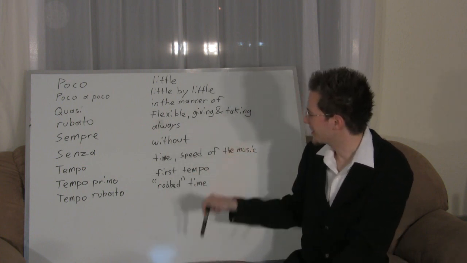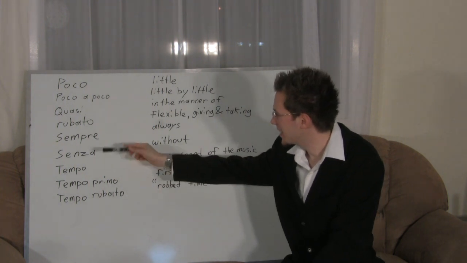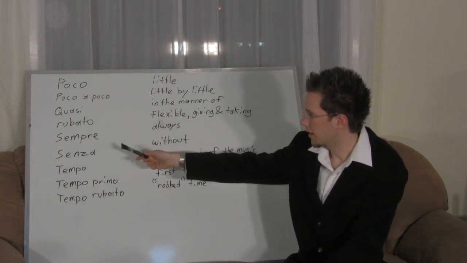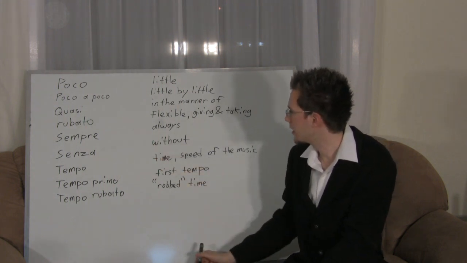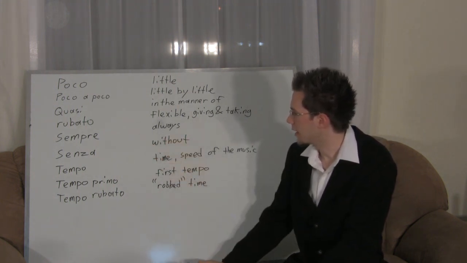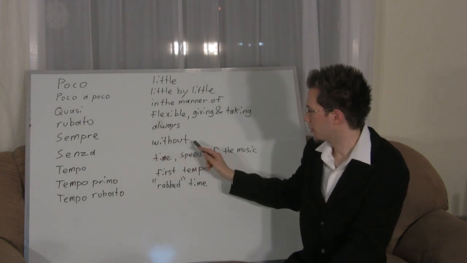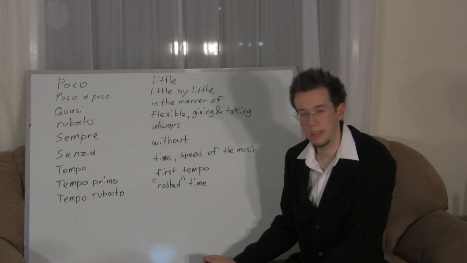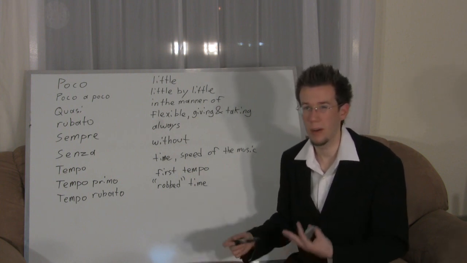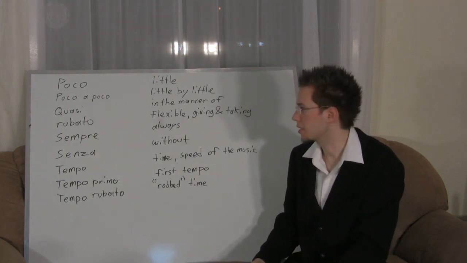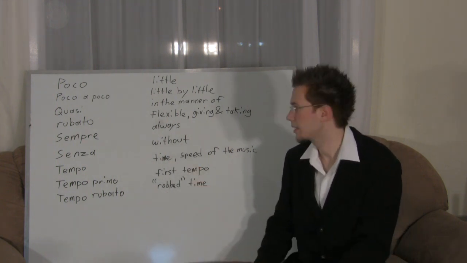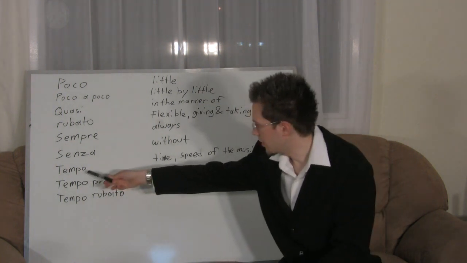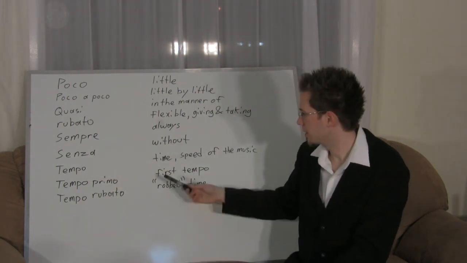Anyway, okay. So next one, sempre is always. That's spelled S-E-M-P-R-E. Always. Okay, next, senza, without. Those are both sentence words. When I say sentence word, I mean you're going to use it in combination with other words generally. You're not just going to see them sitting there, because they don't make any sense by themselves.